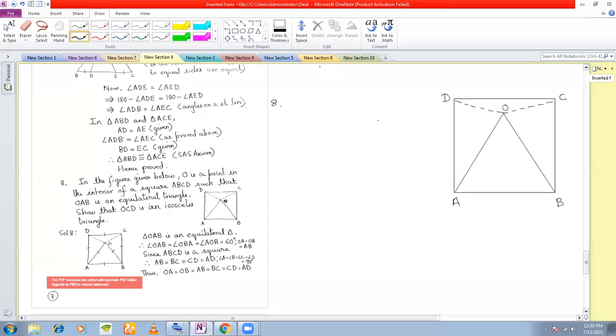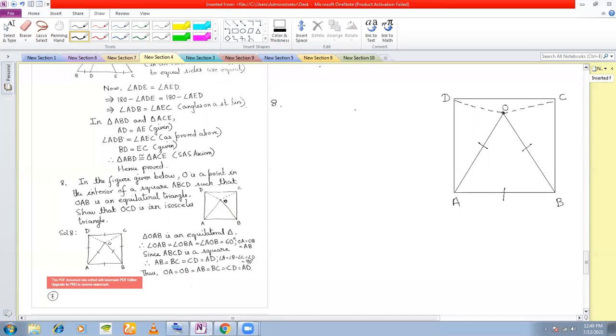In the figure given below, O is a point in the interior of a square ABCD. So O is a point somewhere inside the square ABCD, such that OAB is an equilateral triangle. So this triangle that you see here, OAB, is an equilateral triangle. Equilateral triangle means all sides are equal, right? Okay, so let's mark it. If all sides are equal, that means this length and this length are equal.